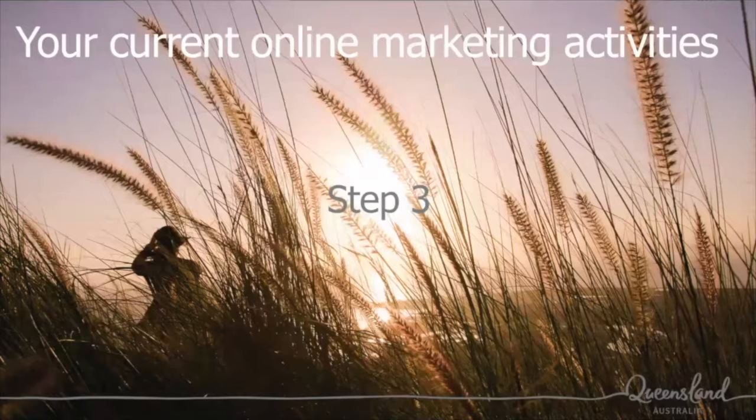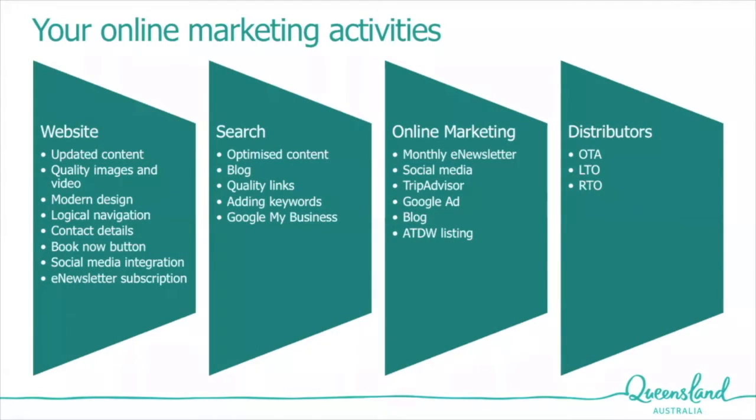Now let's move on to step 3, which is your current online marketing activities, because it's really important when you're developing a strategy to take a measure of where you are now. What are you doing now? Where are you now? Then you know where you want to get to in terms of your business goals and how your online strategy is going to support those, and then how you're going to get there, which is the crux of developing this plan.